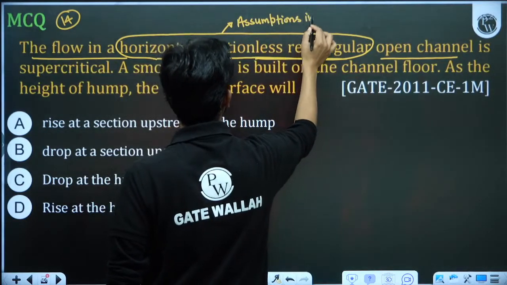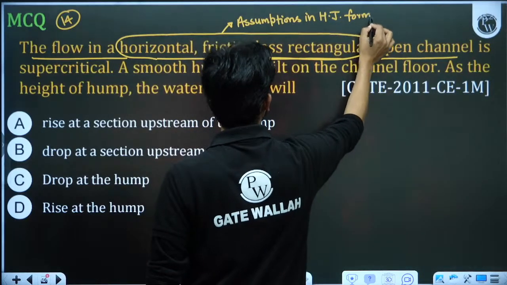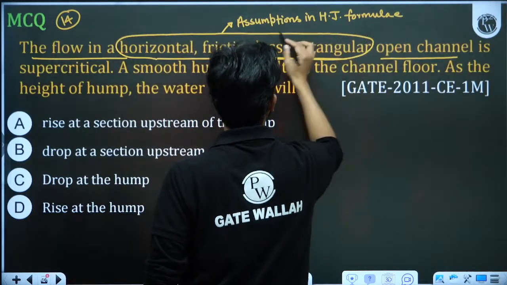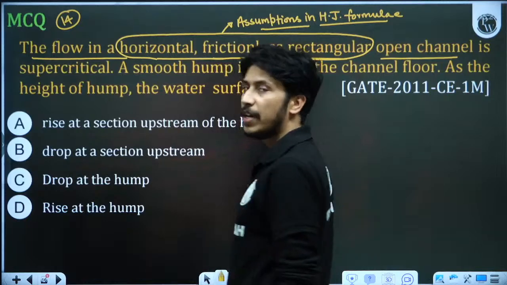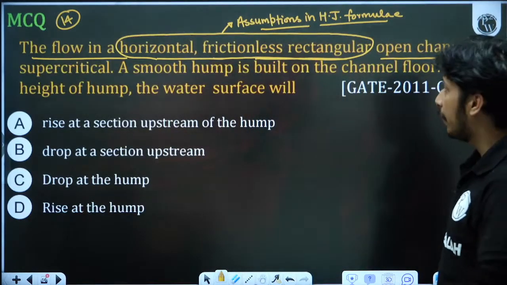Assumptions in hydraulic jump. Formulae only. Because basic things will never change. If anything is changing, we have to apply again the momentum equation, energy equation, and continuity equation. We have to make another formula for that.